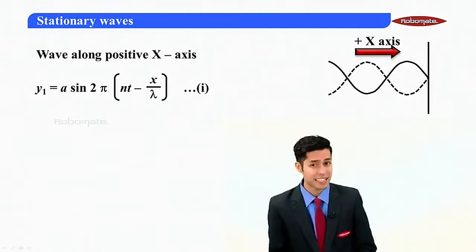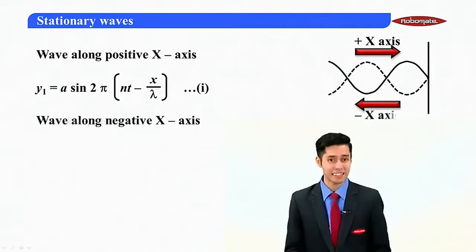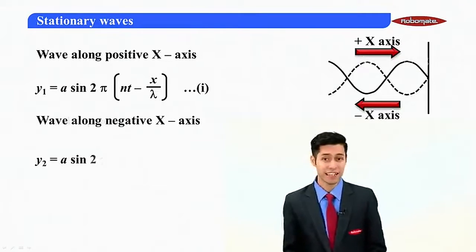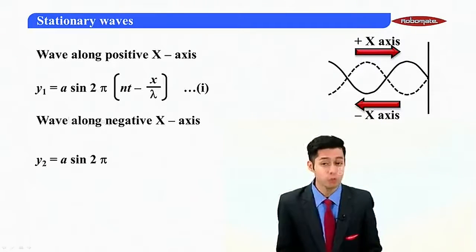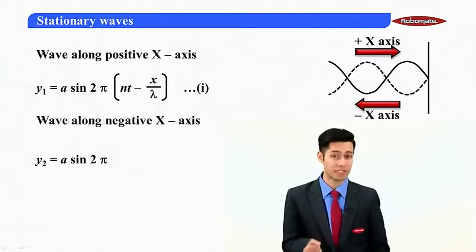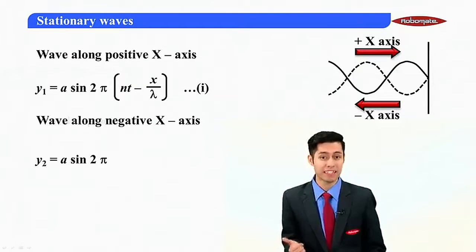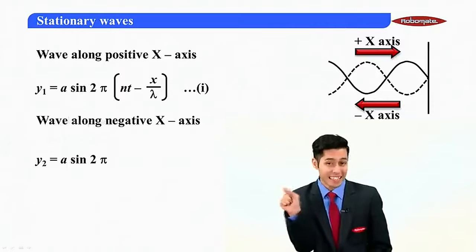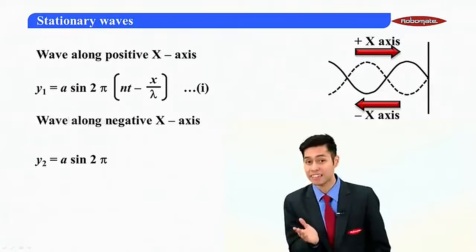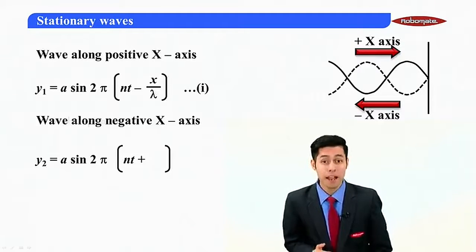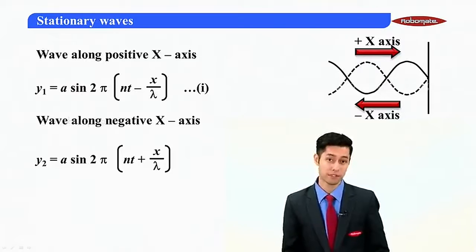We can also say that the wave along the negative x-axis, that is in the opposite direction, can be given by y2 is equal to a sine 2 pi. Since the direction is opposite, the inner sign will be opposite. In the positive x-axis, the inner term is nt minus x by lambda. In the negative x-axis, it will be nt plus x by lambda. So I have the equations of two progressive waves.